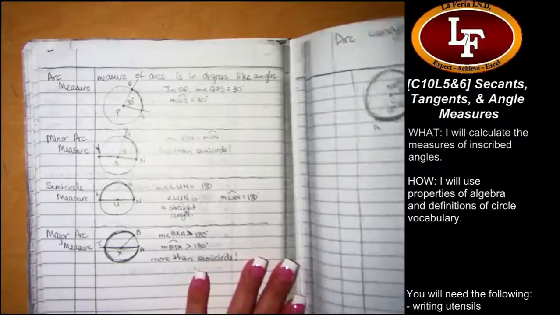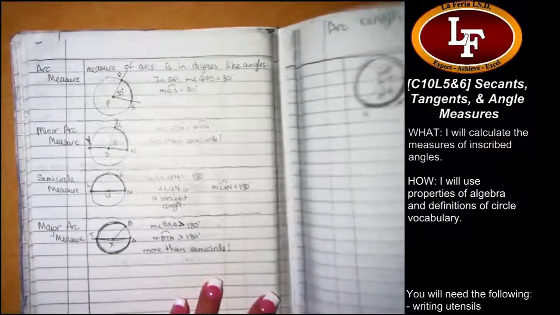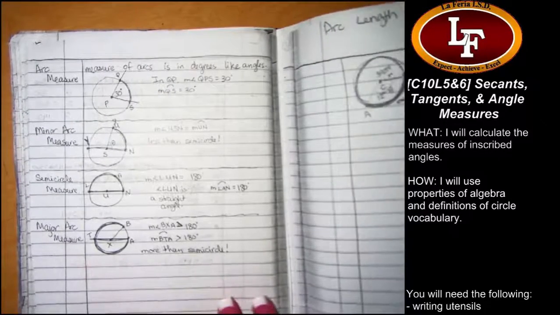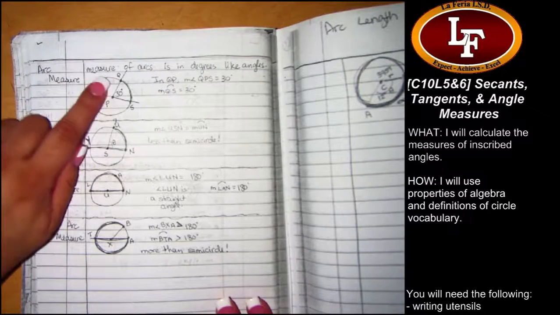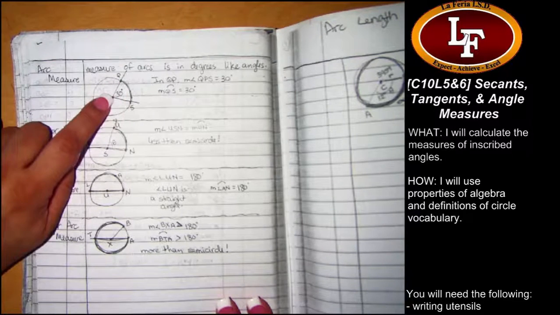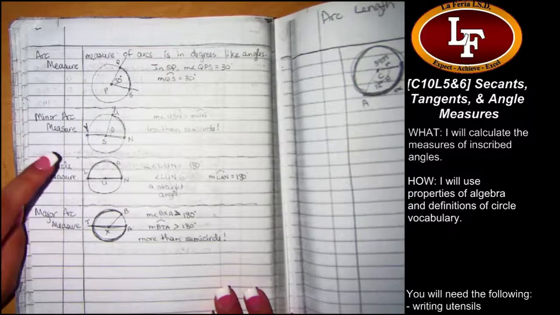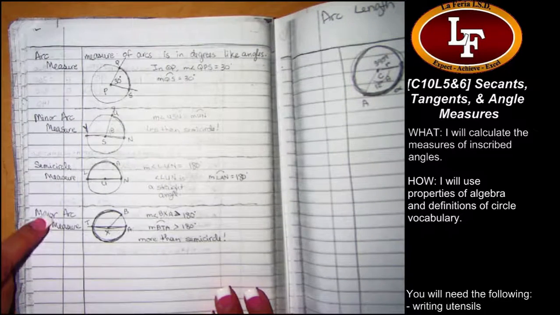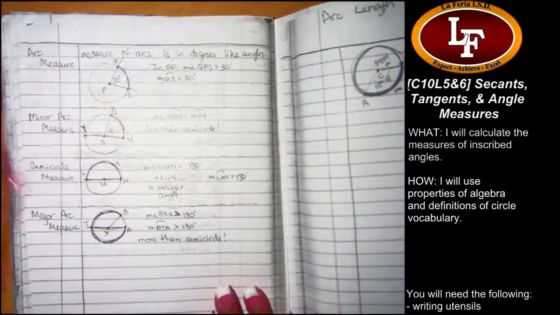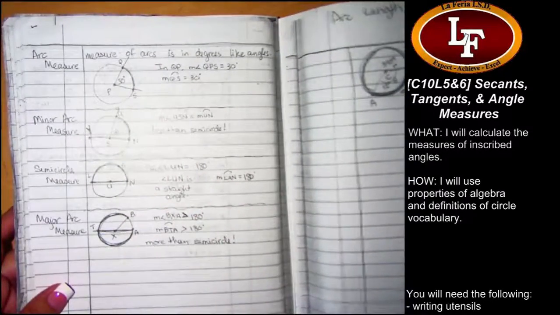Up next was arc measures, which were different from arc length. Arc measures were the measures of degrees, just like in angles, and it was always measuring equal to the central angle. Okay, so we had all these 3 different types of arcs and their measures. Again, if you don't feel that you need these, you can skip these notes, but if you feel they're important to you, please get them down.